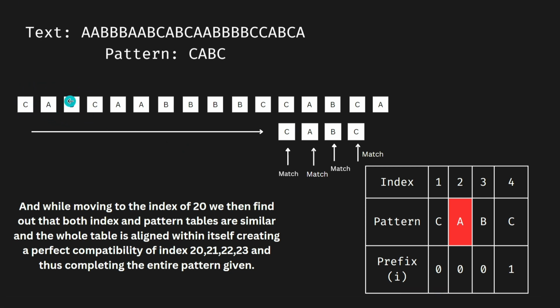They're mostly hidden, but they're also counted from the top, like 1, 2, 3, 4, 5, 6, 7, 8, 9, 10. So it is found here on the index of 20, and thus completing the entire pattern given.